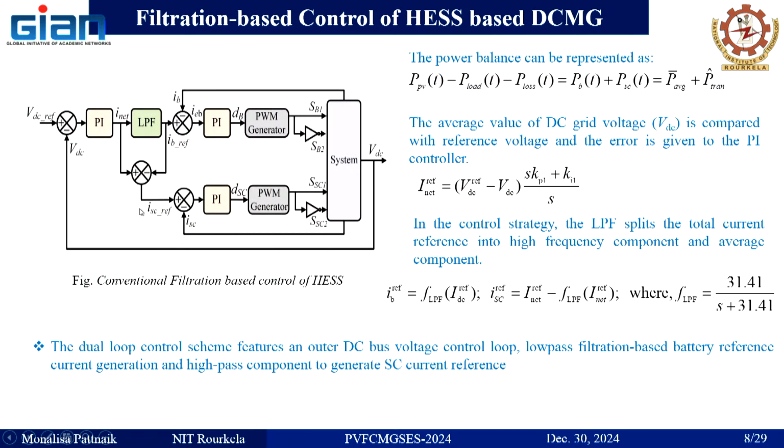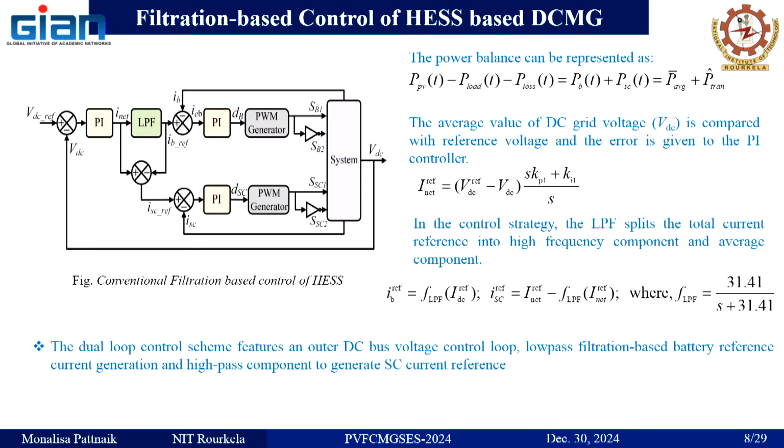This filtration based control I explained in detail yesterday. We are segregating the high pass component and low pass component through a low pass filter. If you see, the net current is subtracted from the battery reference current and we are generating the supercapacitor reference current. So, this is the conventional filtration based control. Yesterday I showed the result with this type of control for this PVFCMGSES based microgrid.